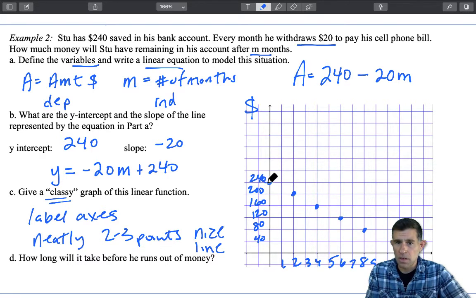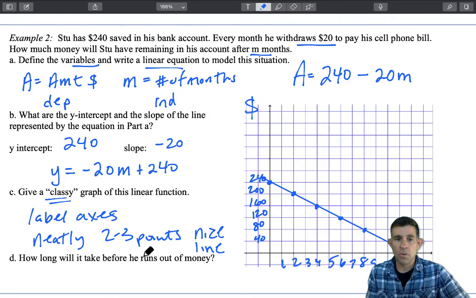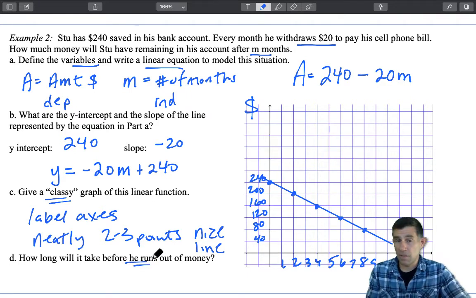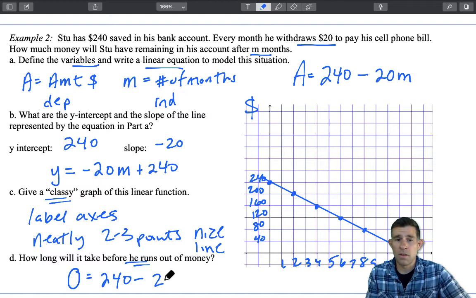Now I'm just going to connect all of these points with a line as best I can, and there we go. Our final question says, how long will it take before he runs out of money? So in other words, how many months? This would be an issue of substituting 0 in for the amount now and working backwards through our equation in order to solve for m, the number of months.